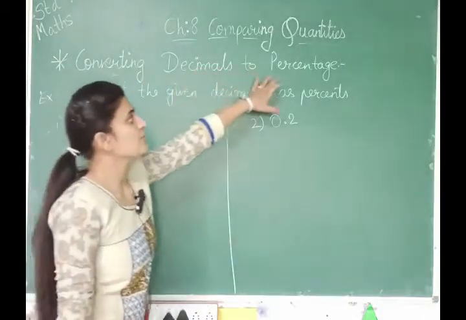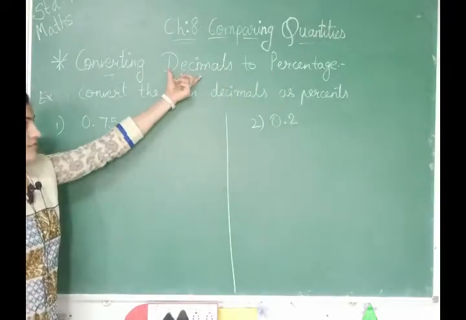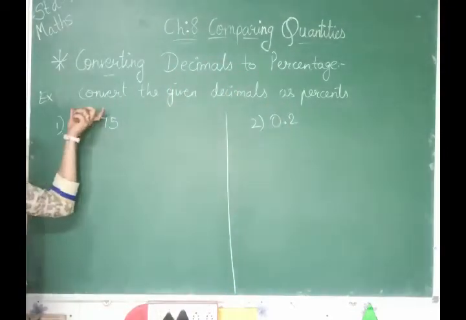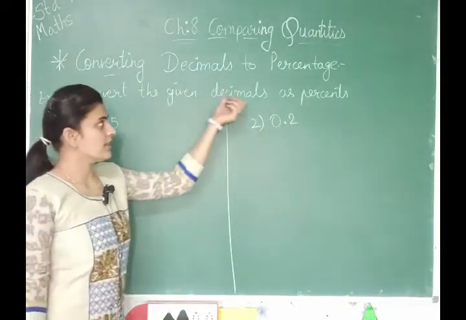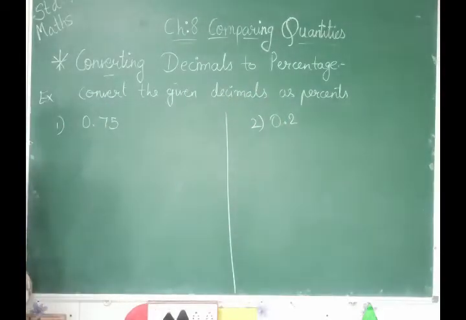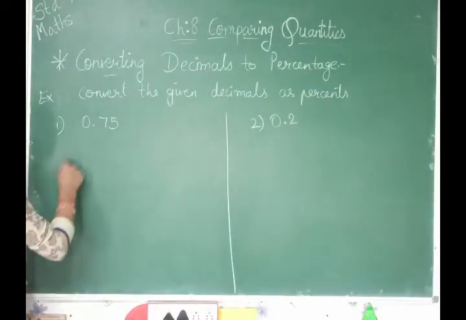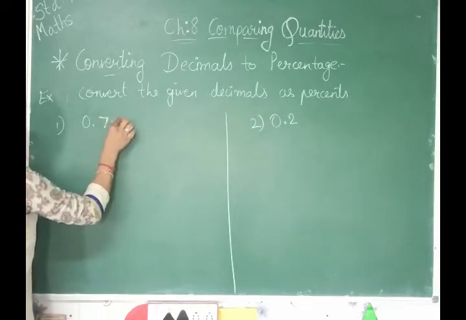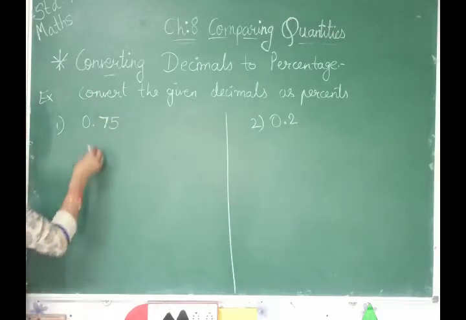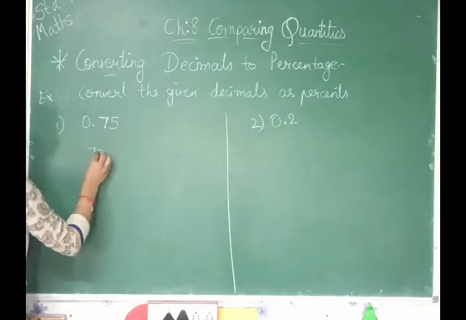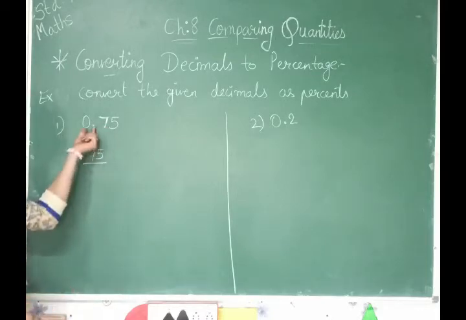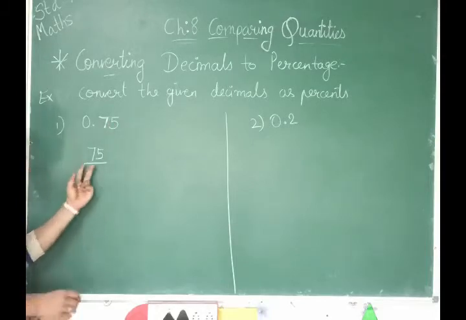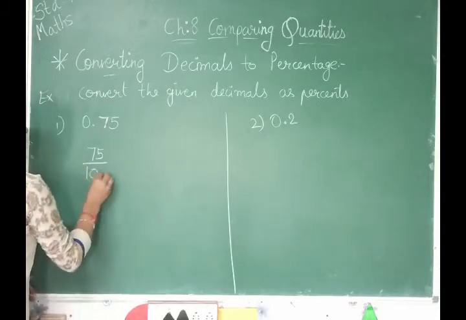Converting decimals to percentage. Now decimals will be given to you and you have to convert them into percentage. Now first example is, convert the given decimals as percents. Now first one 0.75. Now 0.75 if we want to write down in the fraction form, what it will be written as? 75 divided by, after point how many digits are there? 2 digits are there. That means we have to divide it by 100.